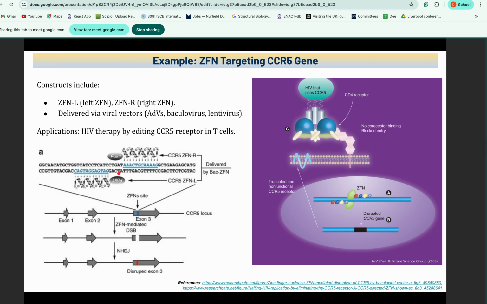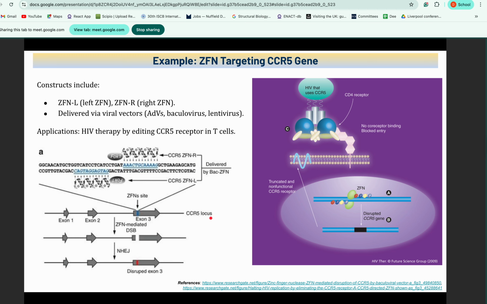That means if it makes a double strand break, then this gene will not be able to make the proper protein, so it will get disrupted. So the application is in HIV therapy, by editing this CCR5 receptor in the T cells. And for the delivery of these zinc finger nucleases, viral vectors are mainly used, which are adenoviruses, baculovirus, or lentiviruses.